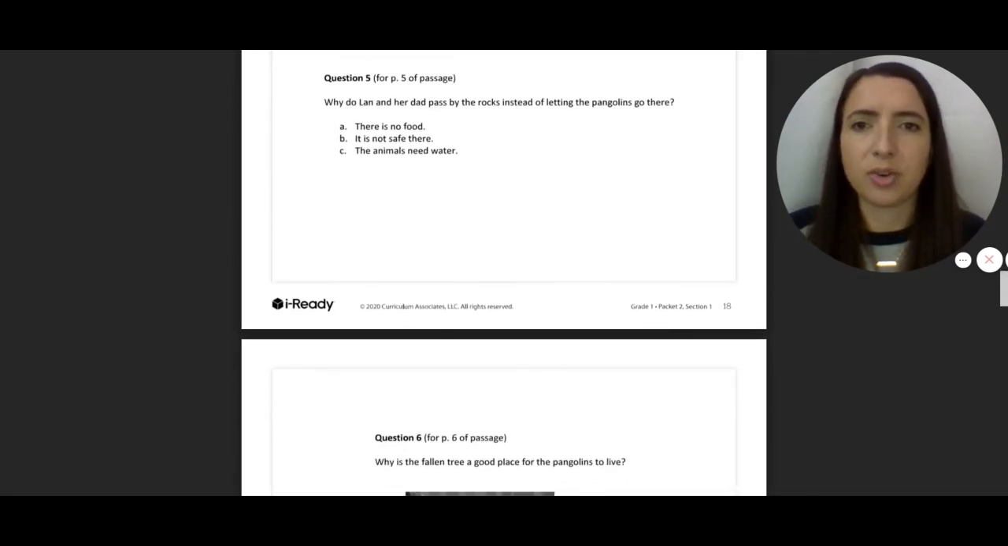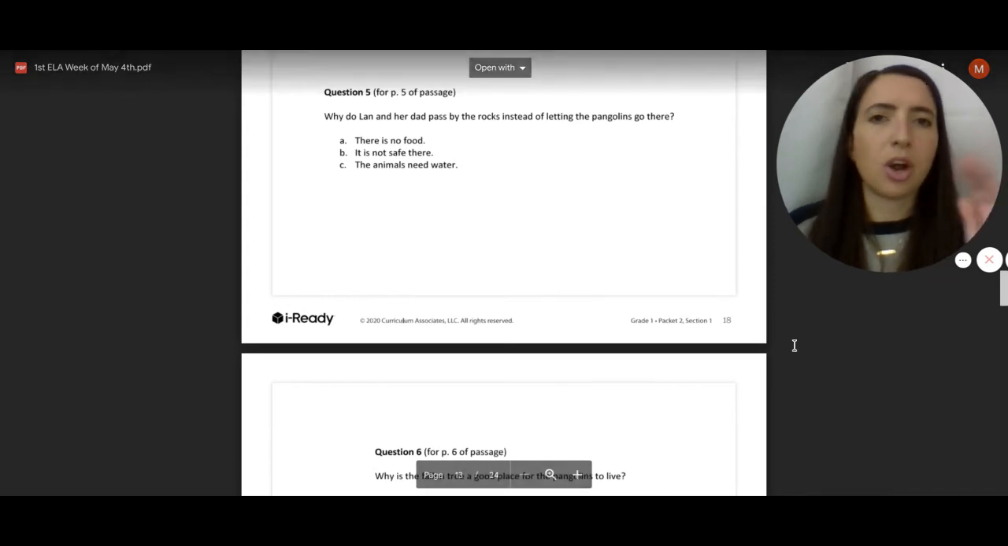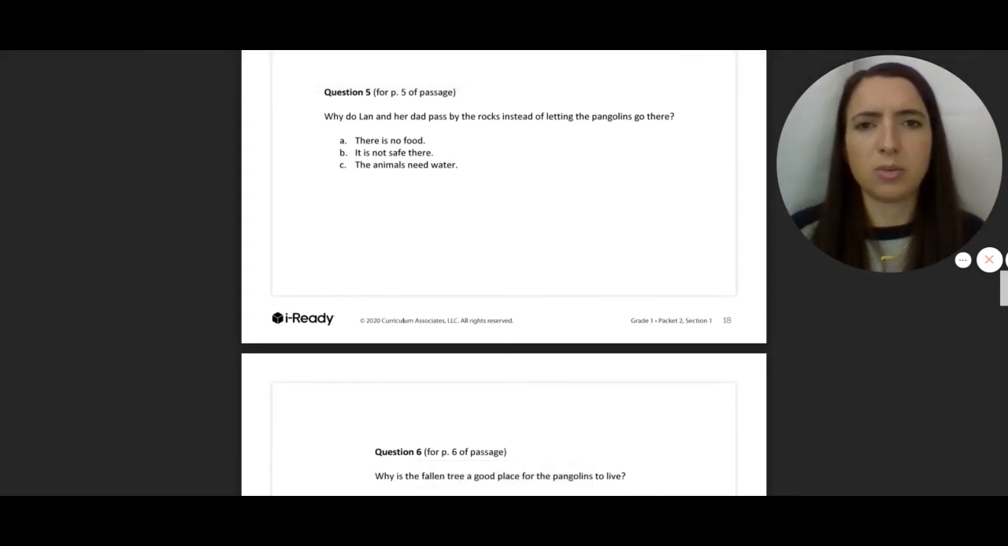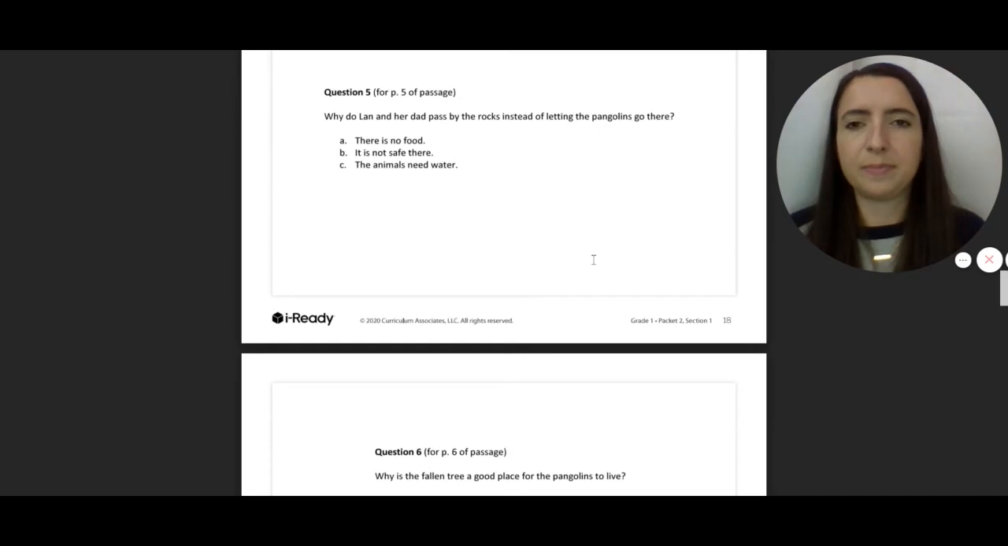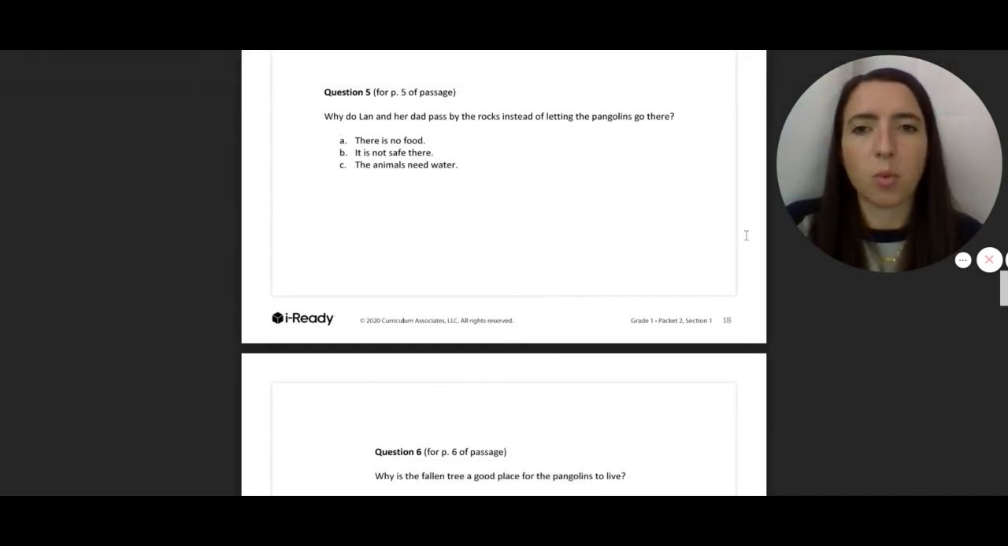Okay, you guys are doing great. Question 5. Why do Lan and her dad pass by the rocks instead of letting the pangolins go there? So they looked at all these places to let the pangolins go. Why did they not let them out of the rocks? There's no food. It's not safe there, or the animals need water.